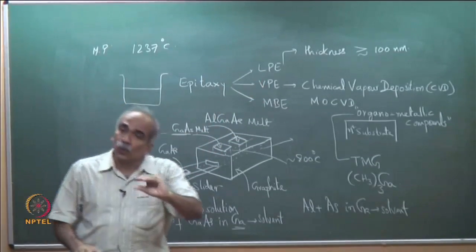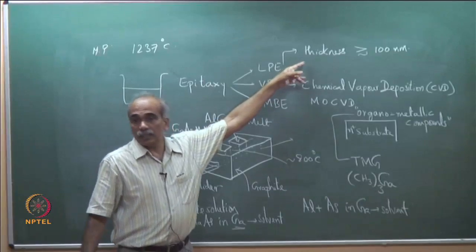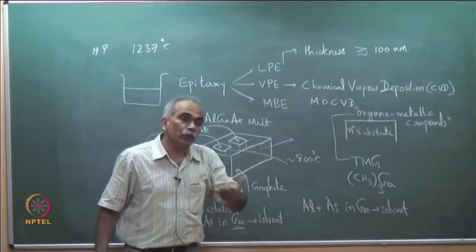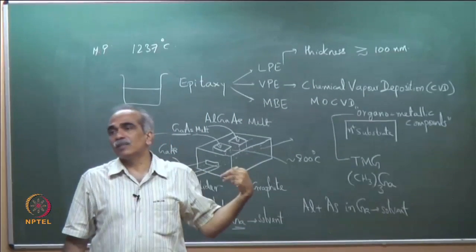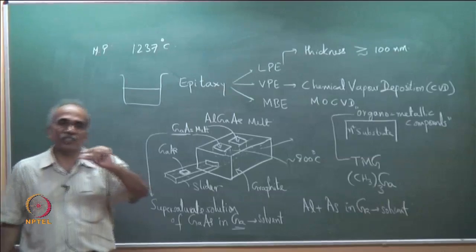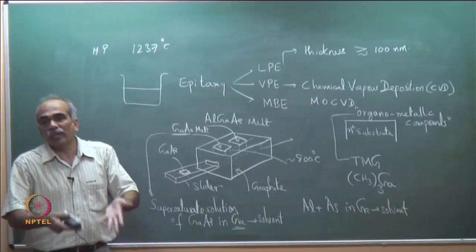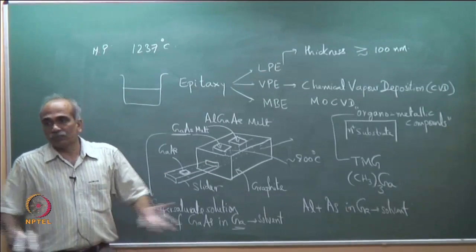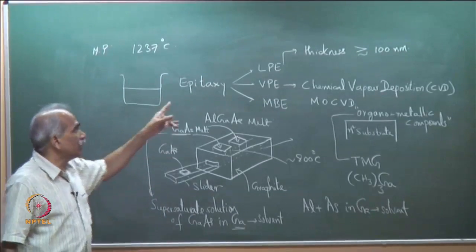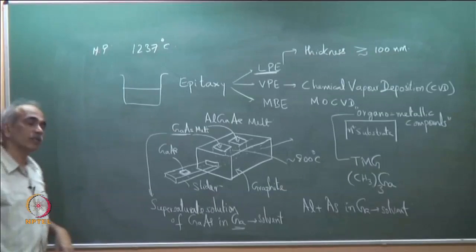So, if you don't need abrupt junctions with precise control, then LPE is the best technique. It is the simplest, most cost effective, and whenever you need to grow thicker layers, LPE is the best technique. Every device does not require such abrupt precise junctions to make quantum well structures. You cannot make quantum well structures with LPE, for example, because you don't have so much control. But for many applications, you need thicker layers, and LPE is still a commercial technique which is used to grow optoelectronic devices.